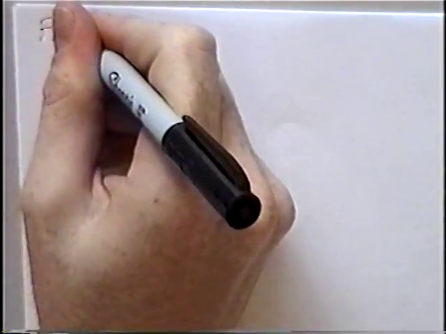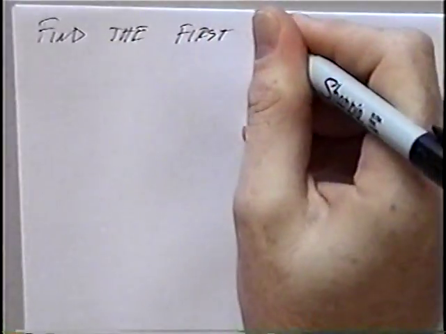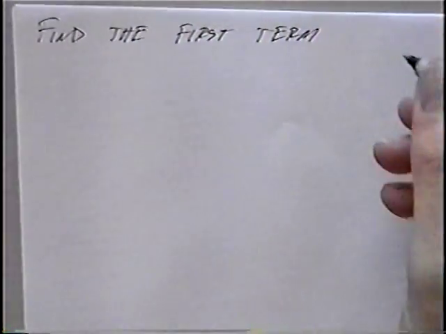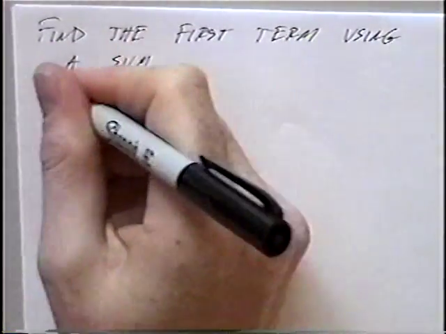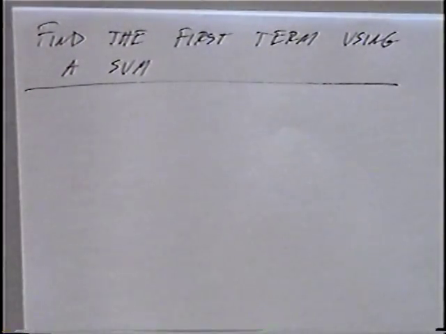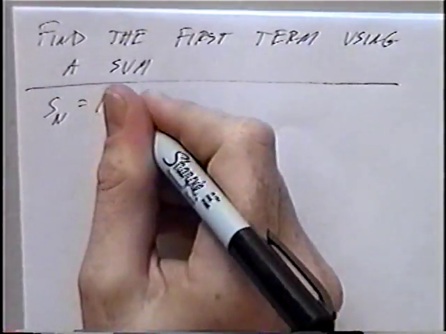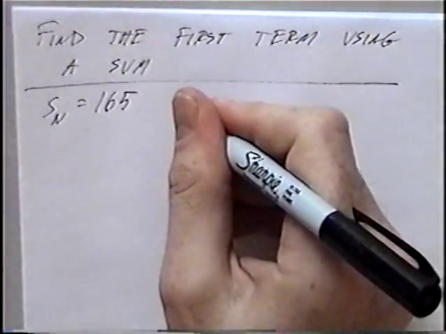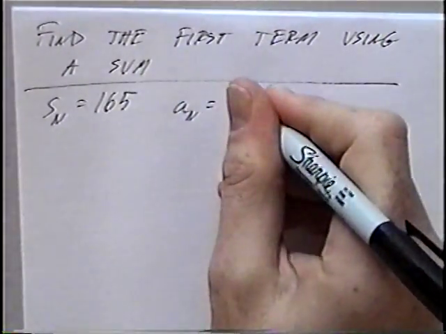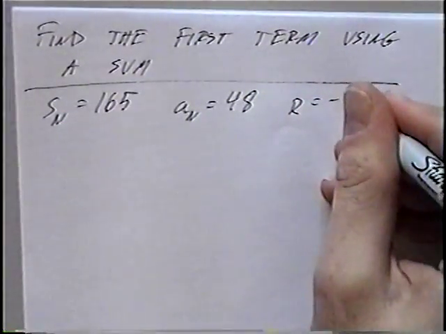Last section today is called Find the First Term Using a Sum. First question and only question for this section. S sub n equals 165. A sub n equals 48, and r is equal to negative 2/3.